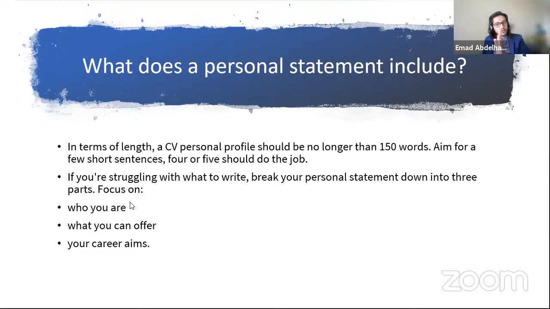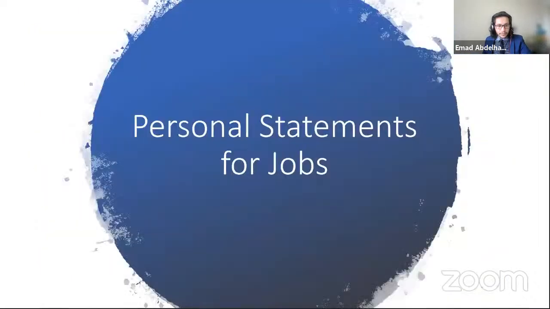Yeah, so that was the first type. We just talked about the first type now. Okay, personal statements for jobs. Yeah, the other one was for CV. I know that might be confusing, but the other one for a CV is a short one, 150 words maximum. Now, personal statements for jobs, let's say that you apply for a job.